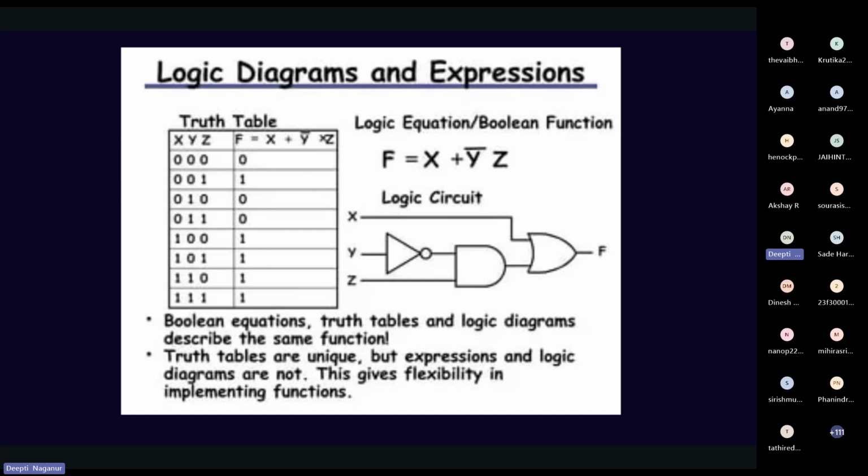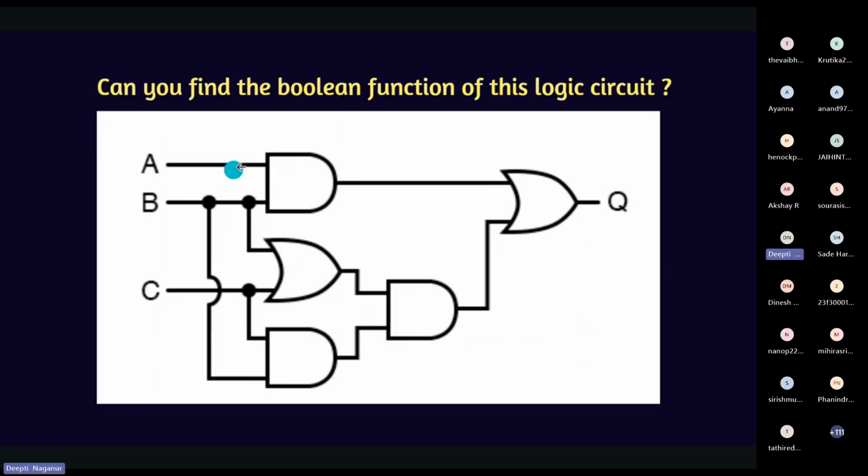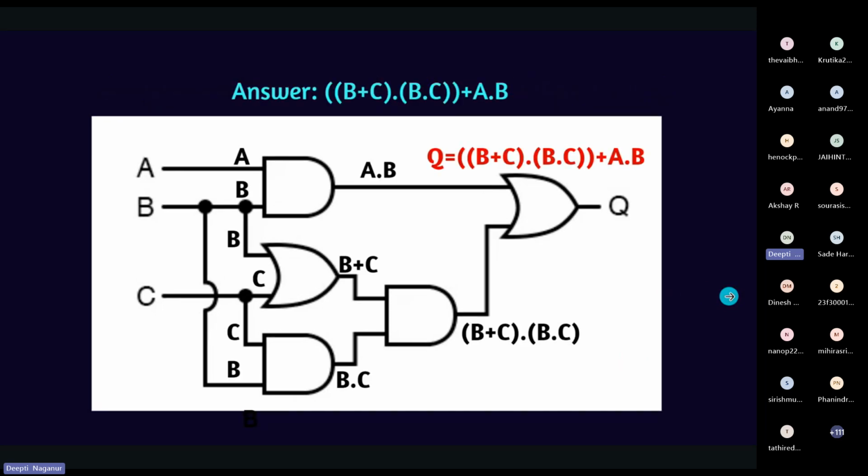Truth tables are unique, but expressions and logic diagrams are not. This gives flexibility in implementing functions. As we will see further, the same output can have multiple expressions, and those expressions need not be the same always. This question, I will come back to it if I have time. If I don't, then we will proceed further.